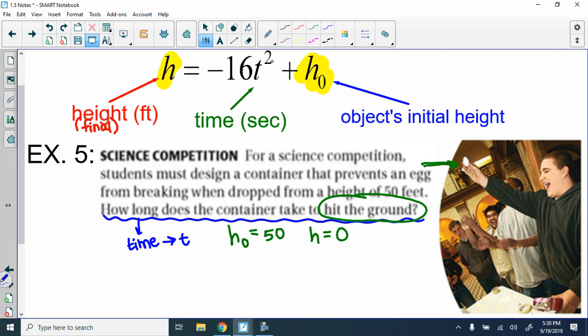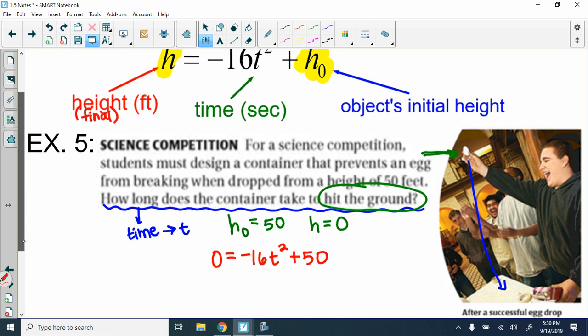Let's say that he dropped this egg and ended up on this table. And let's say the table was 4 feet above the ground. Then our h value would be 4. Okay, but he's going to go all the way to the ground here. So we're going to take that information and sub it in. So we know our final height is 0, equals negative 16t squared, plus our initial height, 50.